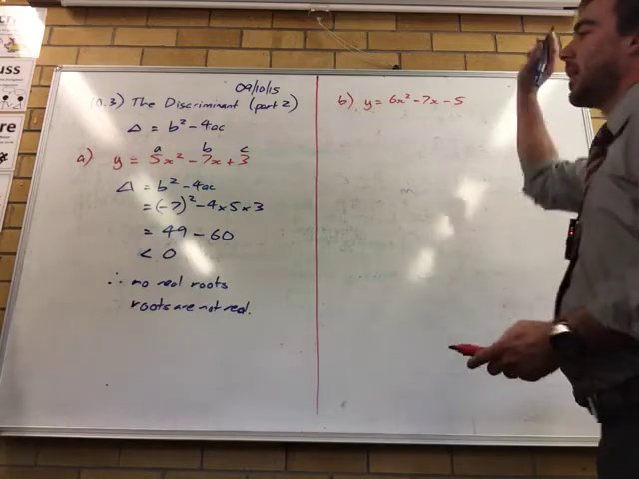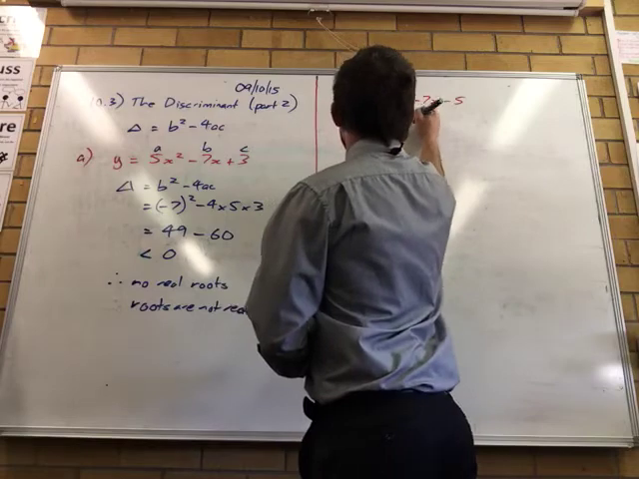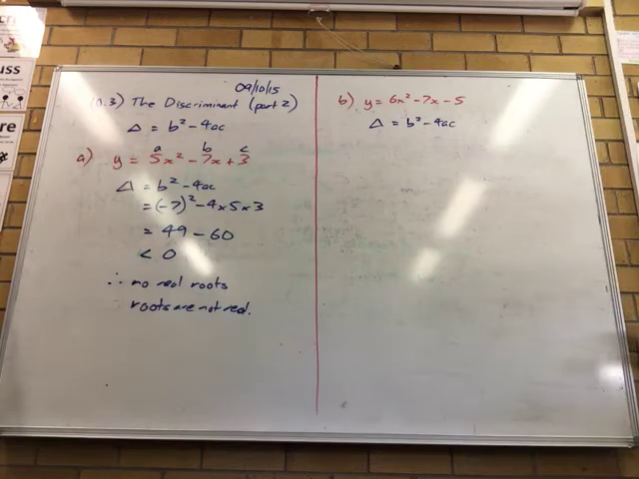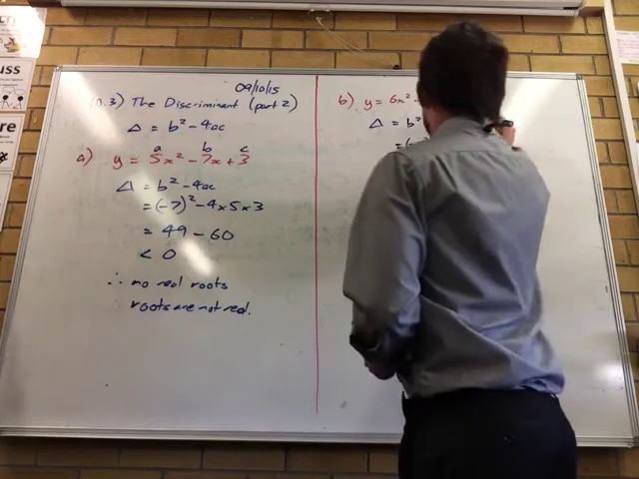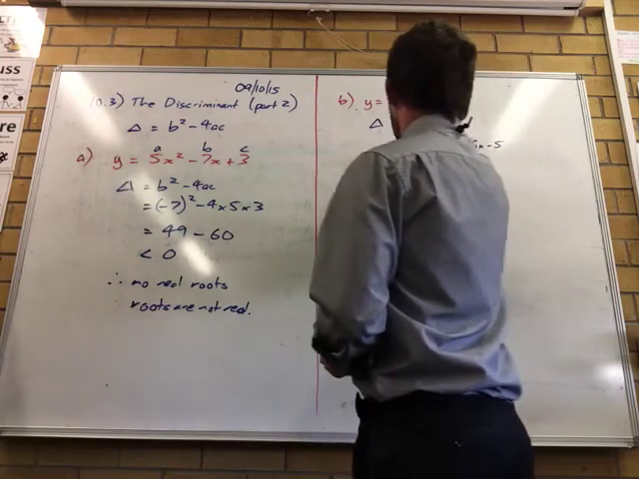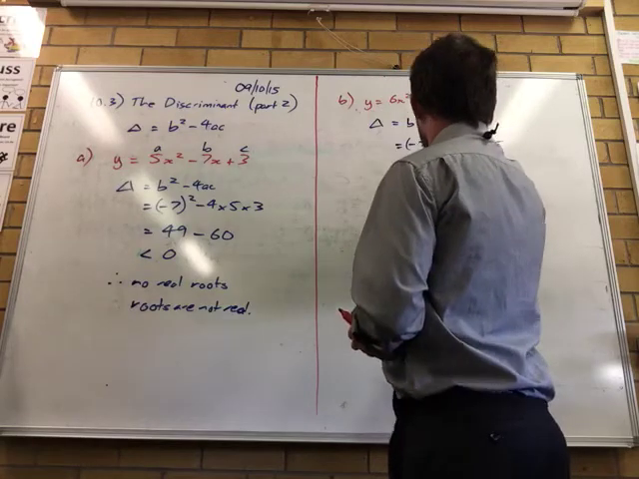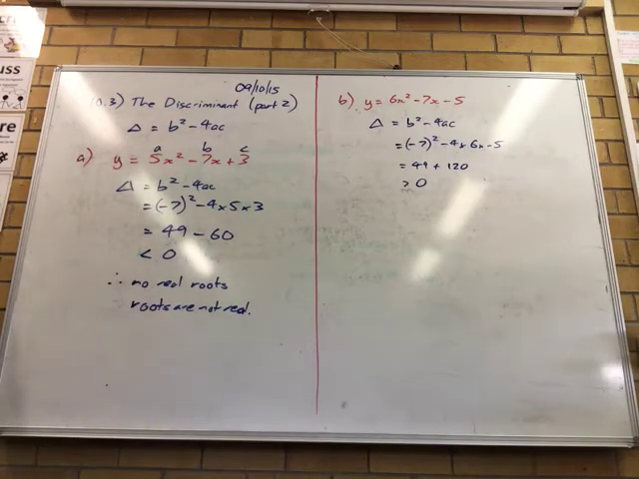Again, we need to determine the number of roots and the types of roots. We do that by determining the value of the discriminant. I don't need to know what the roots are, just the number and types. So get to the point where it's obviously greater than 0, or obviously less than 0, or obviously 0.